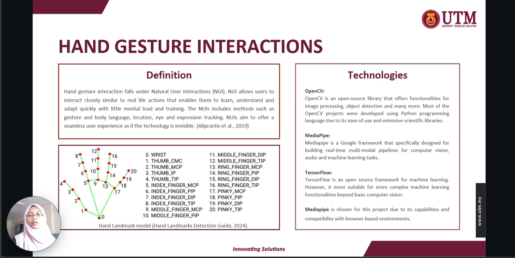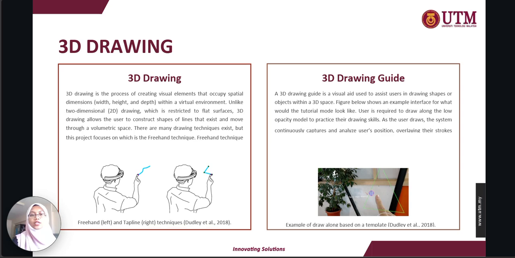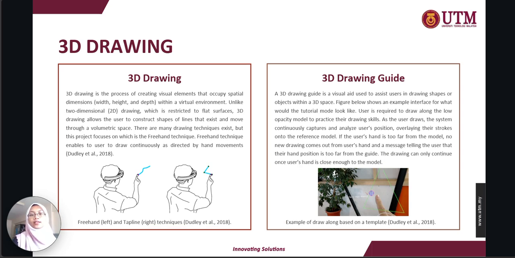So for MediaPipe, the gesture recognition through the hand is detected through the connector and landmarks. So the distance between connectors will be calculated to determine what gestures the user is currently doing. Next, 3D drawing. 3D drawing is the process of creating visual elements that occupy spatial dimensions, which is the width, height, and depth within a virtual environment.